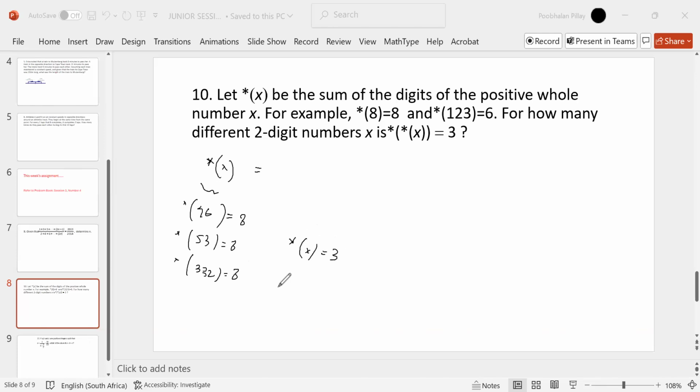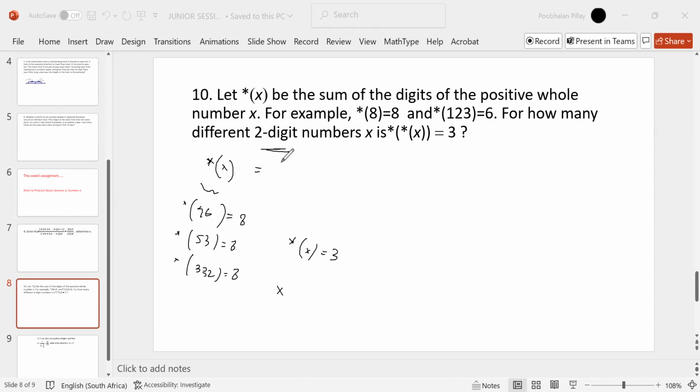So what are the possible values for x? And it's a 2-digit number. No, I'm sorry. The star of this is 3. So what do you think the star of x will be? When you add the digits of star of x, you're going to get 3.